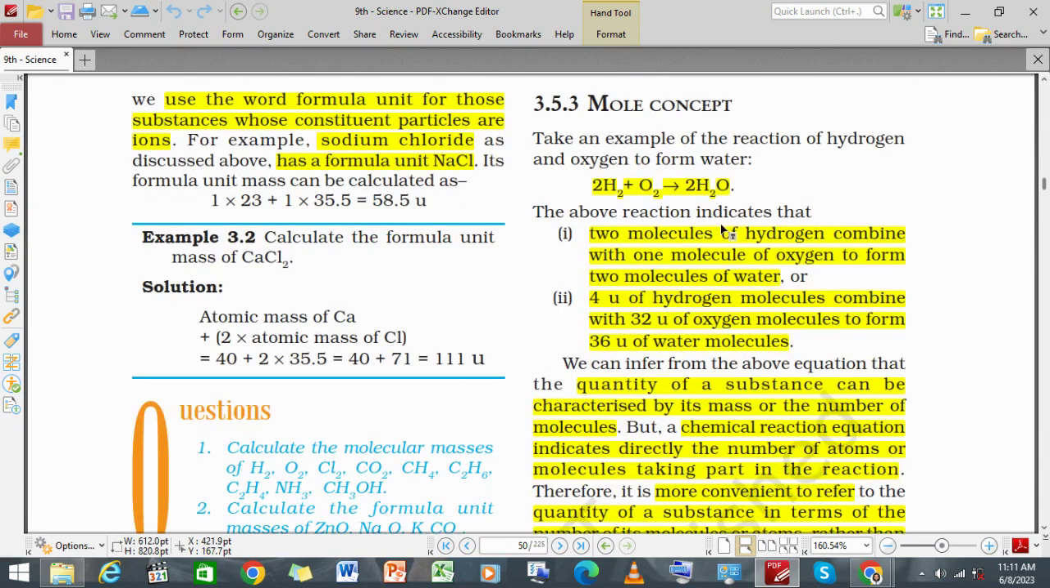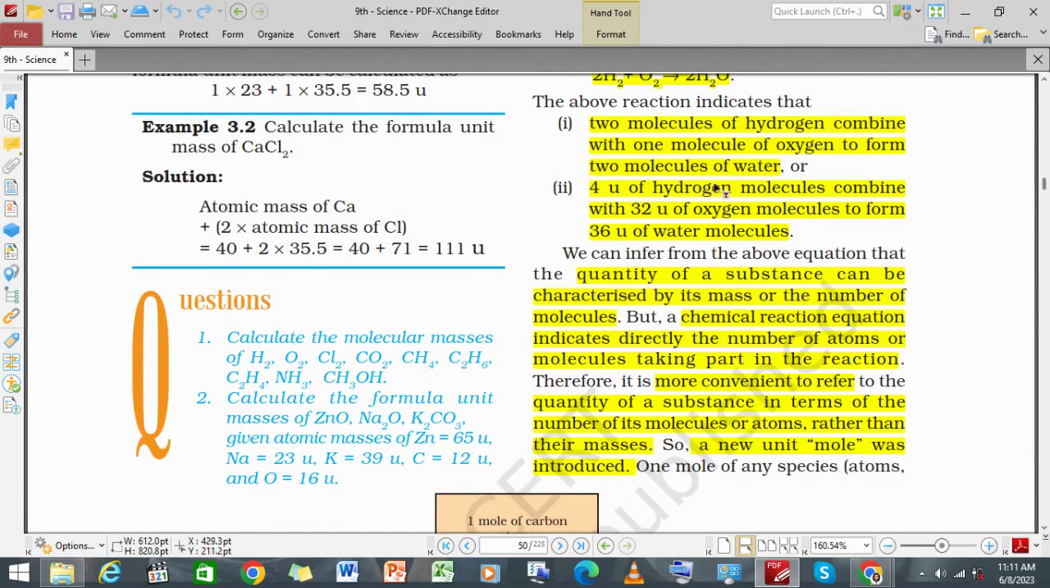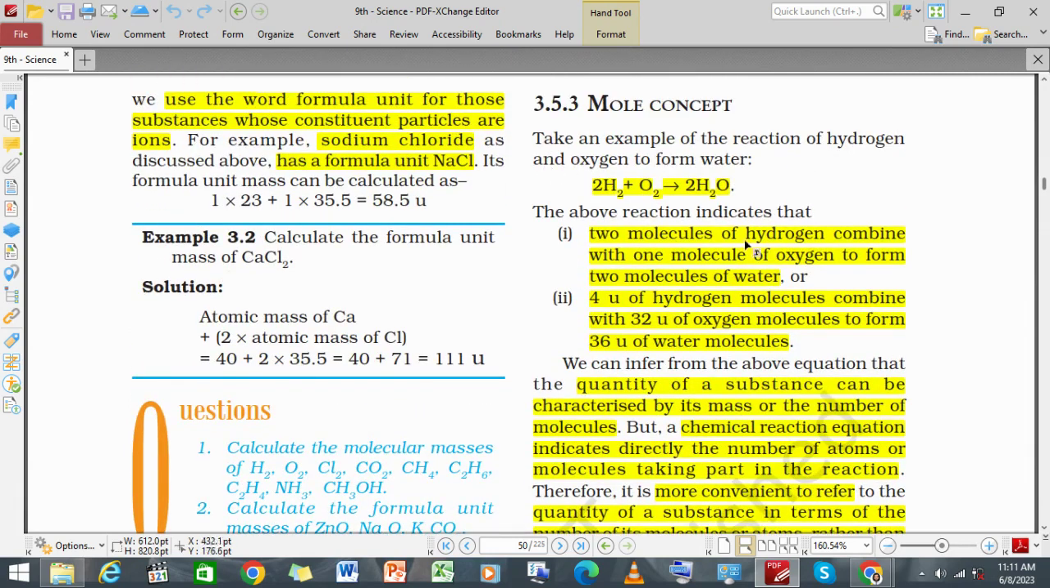Now, what is the mole concept? Take 2H2 plus O2 equals 2H2O. What is indicated by that, if we understand the mole concept? Here, two molecules of hydrogen, that is this part, combine with one molecule of oxygen to form two molecules of water, that is 2H2O. This has been expressed here. Now, 4 u of hydrogen molecules combine with 32 u of oxygen molecules to form 36 u of water molecules.